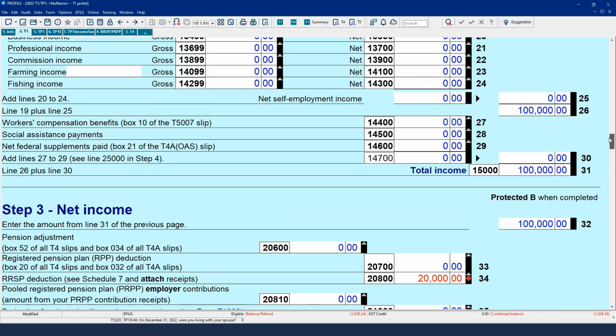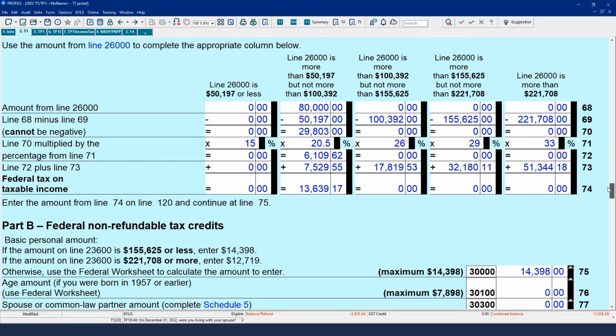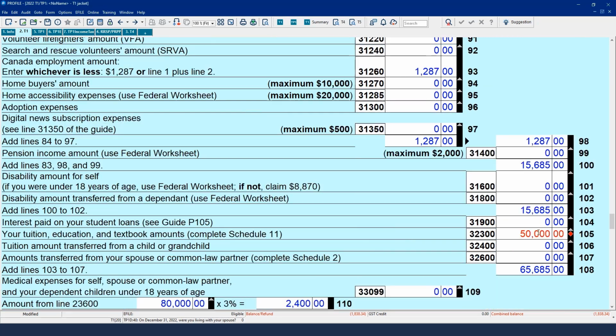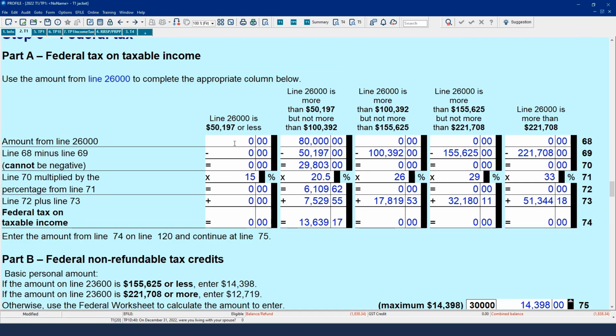But let's say your only income was some capital gains of, let's say, $15,000. Well, then you're not going to pay any taxes because you've got a non-refundable tax credit of $14,398, and it is equivalent to 15%, which is the same as the first bracket in the calculation of your taxes owing on your taxable income.